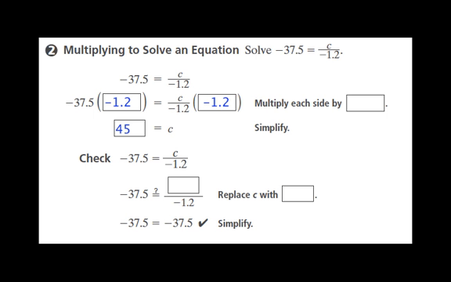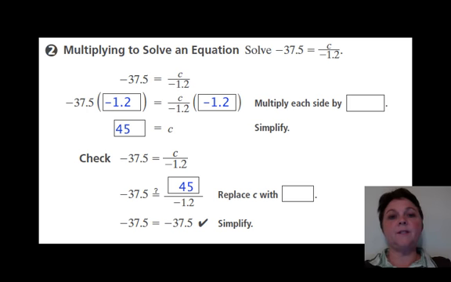You can substitute that back in the problem to check it. Does 45 divided by negative 1.2 equal negative 37.5? Yes, it does. So we know that we have the correct answer to this problem. Pause the video at this time if you need more time to copy down these notes.